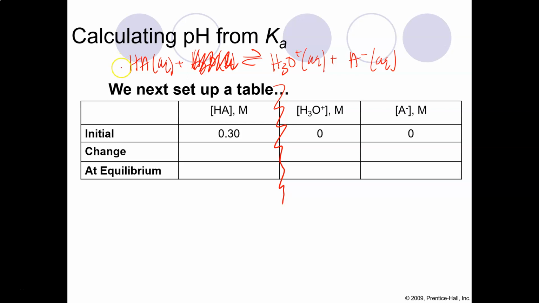Now the number of x's that we place in our change row has to do with the coefficients. Well, there's a 1 in front of HA, a 1 in front of H3O plus, and a 1 in front of A minus. So this will be minus x for HA, and plus x for H3O plus and A minus. Okay, so we've done our initial row, we've done our change row.